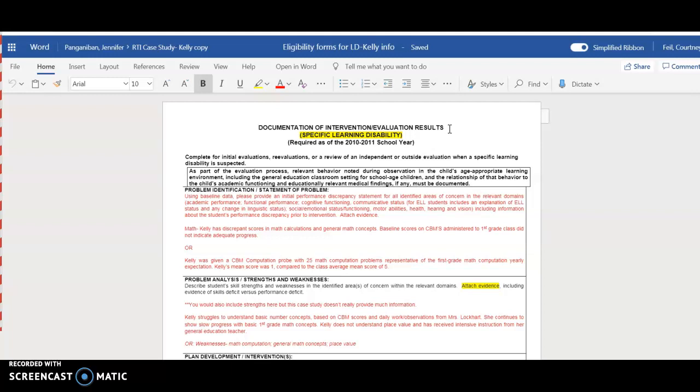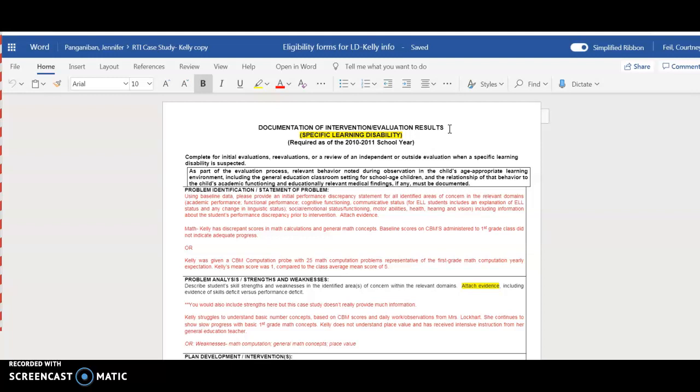This is where you're going to want to use baseline data, and you're going to provide a performance discrepancy statement for all identified areas of concern in the relevant domains that were tested. So in this section you would talk about academic performance, functional performance, cognitive functioning, communicative status, any social emotional information that you have, motor abilities, health, hearing, and vision, if those were things that were tested in areas of concern.